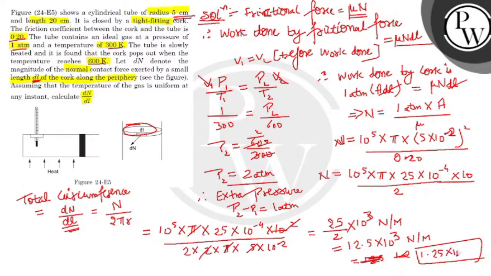1.25 into 10 power. For the total circumference you can directly convert it into meters, directly write it in meters. No need to use this unit, this is a very hectic unit. So you directly use meter here because we convert all our systems into the SI system. So here we have to calculate the value of dN by dl. What is the value of dN by dl? It is 1.25 into 10 power 5 per meter. I hope you understood it well. Best of luck.